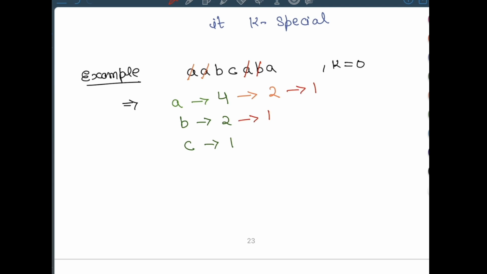This is going to be 1, one number of B. So right now our word is BCA. Now this is a k special word. This is fine because the frequency of A, B, C all are 1. So if you take any two characters, then the absolute difference of their frequency is never going to be more than 0, right? Since they are equal.